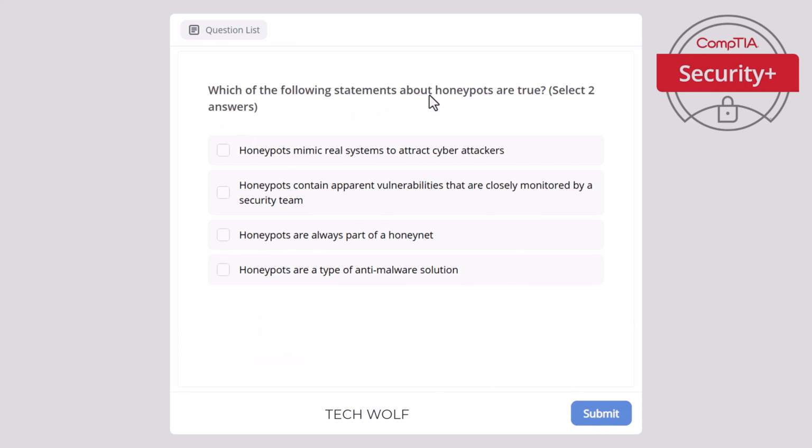Which of the following statements about honeypots are true? Select two answers. Honeypots mimic real systems to attract cyber attackers. Honeypots contain apparent vulnerabilities that are closely monitored by a security team. Honeypots are always part of a honeynet. And honeypots are a type of anti-malware solution. And here the correct answers are: honeypots mimic real systems to attract cyber attackers, and another correct answer is: honeypots contain apparent vulnerabilities that are closely monitored by a security team.